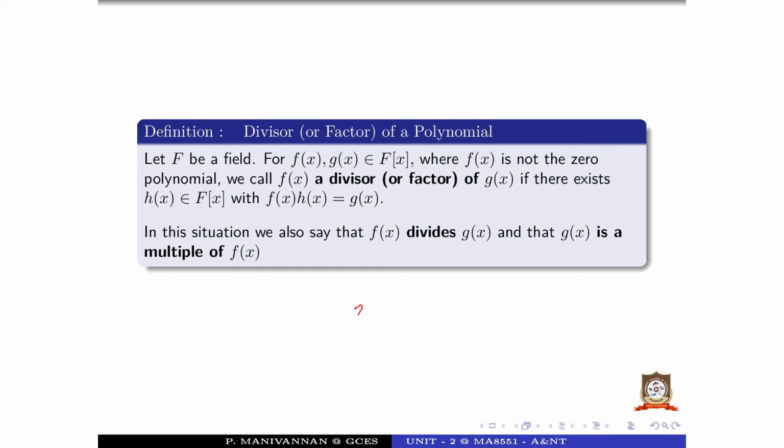Like 2 into 3 equal to 6. 2 is a factor of 6 and 3 is also a factor of 6. 6 is the multiple of 2. Like this is the statement here. These are numbers, these are polynomials. That's all.